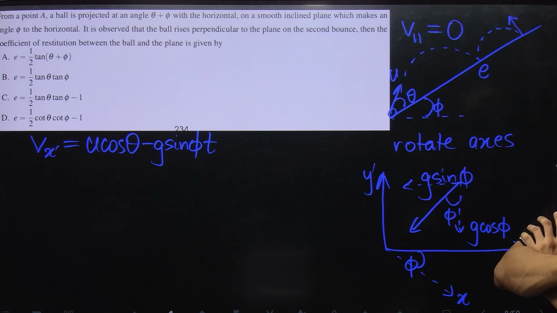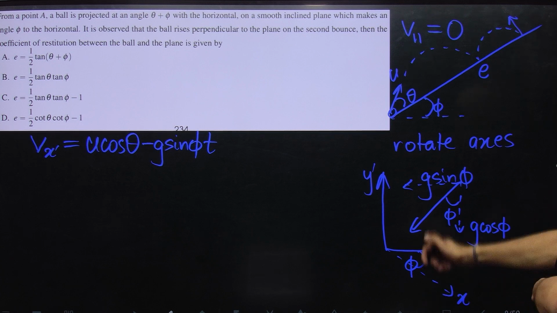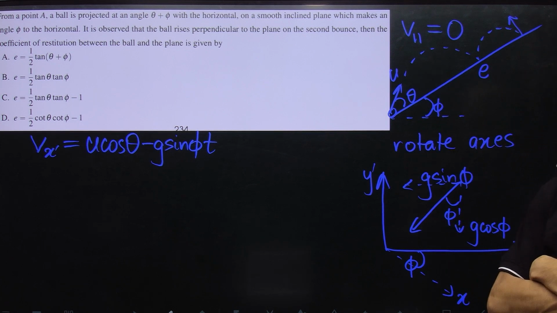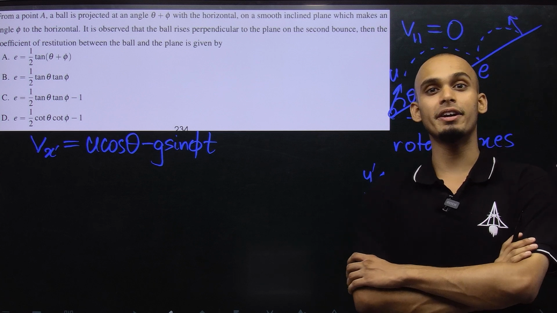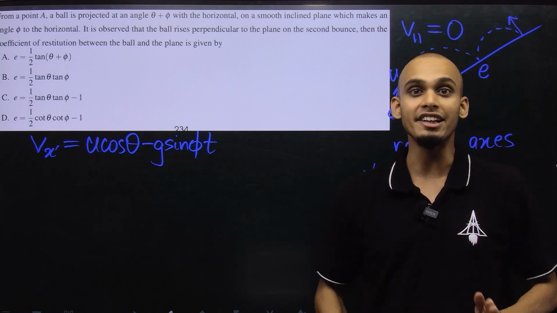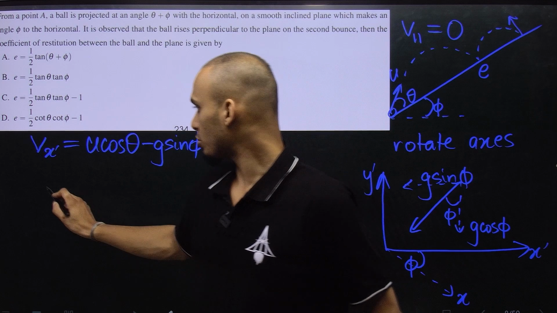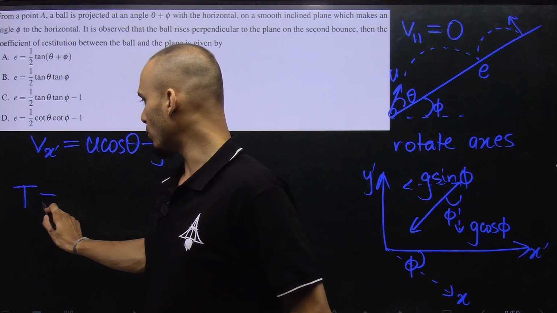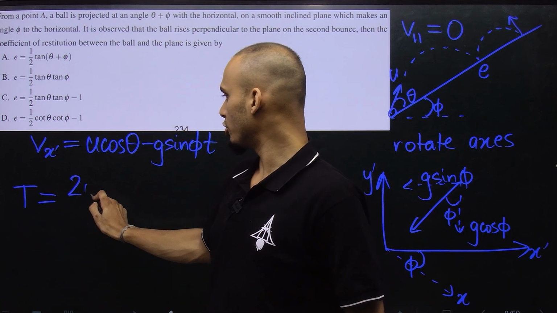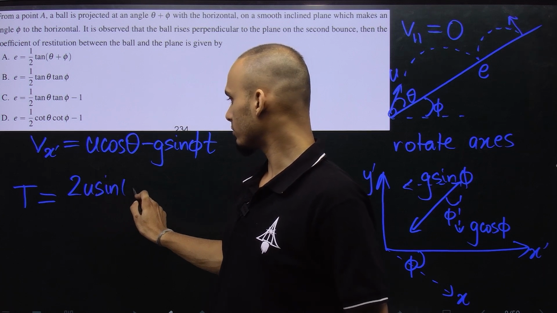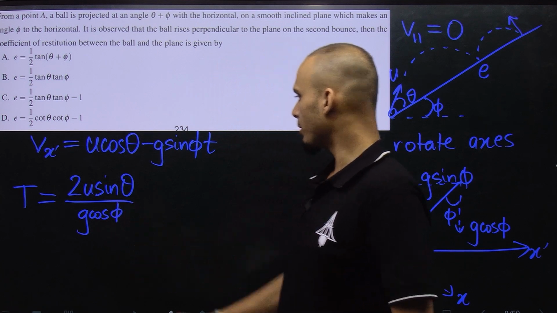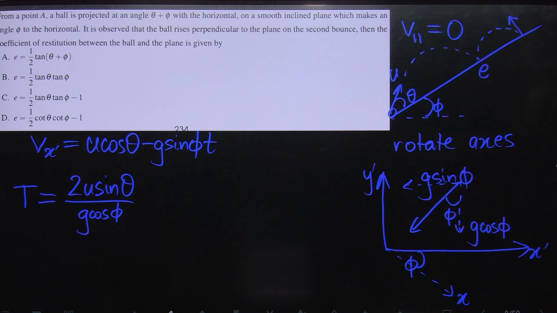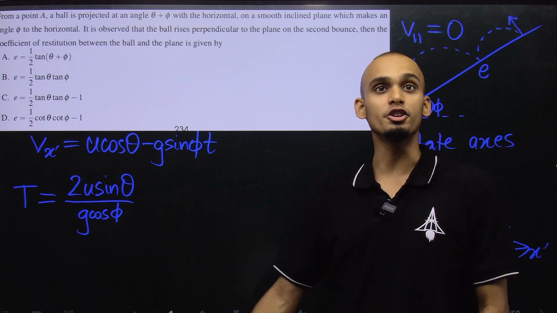Now, in order to check the value at the second bounce, we need the time elapsed until the ball bounces 2 times. We know that the time of flight of a projectile, especially like this, is only dependent on the vertical component of velocity as well as the acceleration. So the time of flight for the first bounce will simply be 2 u sin theta upon g cos phi, because the vertical component of acceleration is g cos phi. This will be the time taken for the first bounce.